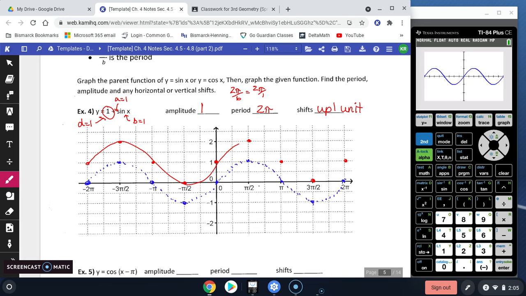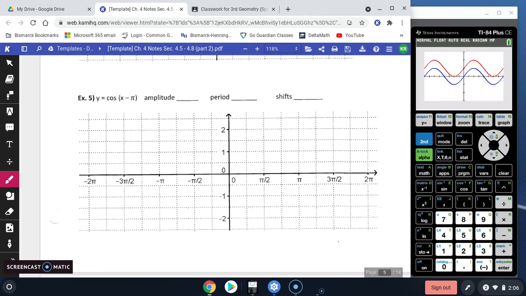And this is my sine function. Over here I put this equation in, and again, you can use your calculator, that's fine, but I do want you to understand what these equations are telling you. And there you can see it, everything's just shifted up 1 unit. Okay, let's look at number 5.